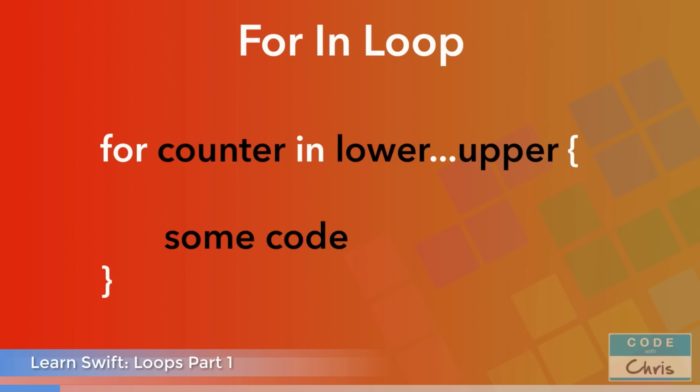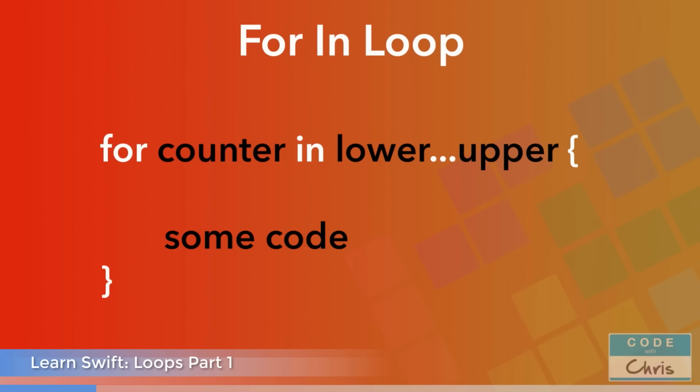So you start with the keyword for, and next you have a variable name. Now you don't have to declare this variable using the var keyword like you've learned in the previous lessons. You can simply have a name for this variable, because you're only going to refer to this variable within the for-in loop. This variable that you specify here is going to keep track of which iteration of the loop is currently running.